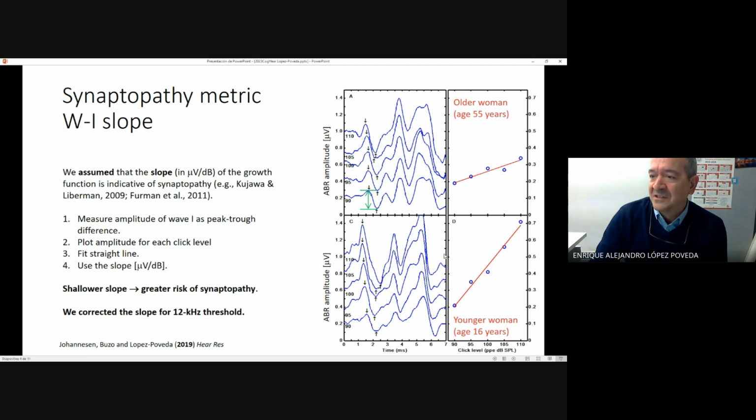And this is just to give you an idea. This would be the slope in an older woman who is 55 years old. I mean, older, not so old, but 55 years old. And this would be the slope in a younger woman, age 16 years. You can see there is a clear difference in slope, which again is the metric we've been using. Whether or not this is appropriate, we can discuss later. The slope may be confounded by other factors in addition to synaptopathy.